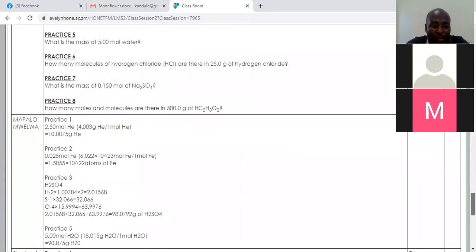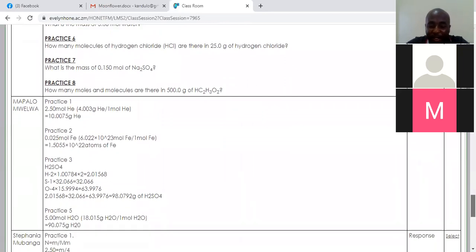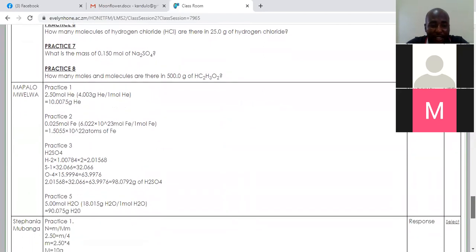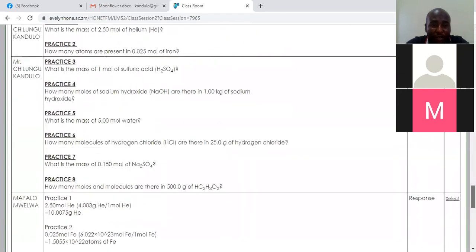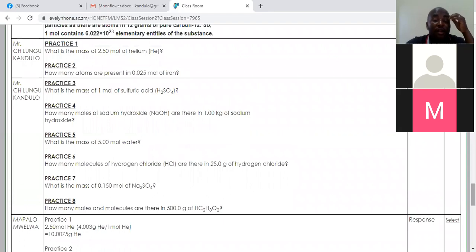Oxygen 4 times 16. Then she got something like 98. That was very impressive. The mass of 1 mole is always, I'm sure you know, guys, the mass of 1 mole is always the molar mass. So I'll give you the triangle. If you want to say, for example, 2.5 moles of helium, the molar mass for helium is.